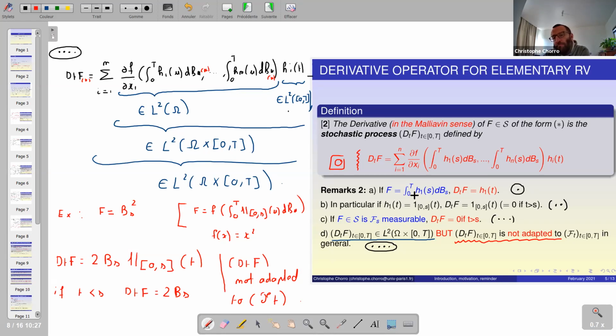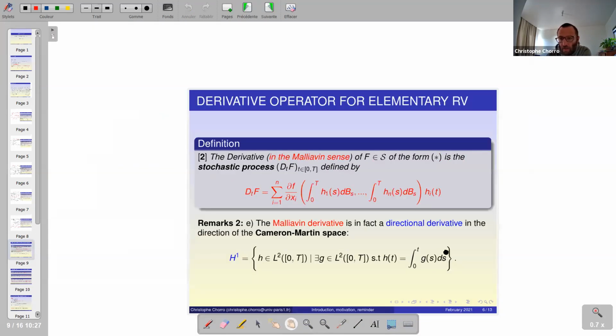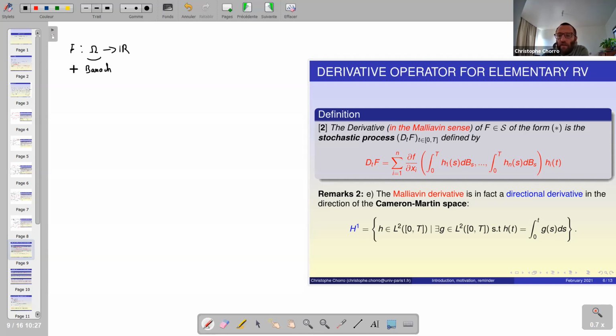Okay, but keep in mind that during the previous session, I have also reminded that, so I will write it this way, F is a mapping from, so if F is an elementary random variable here, F is a mapping from Omega into R, where Omega is a Banach space. It is a complete normed space. Okay, and I have reminded to you that there exist classical definitions concerning the differentiation in this framework.